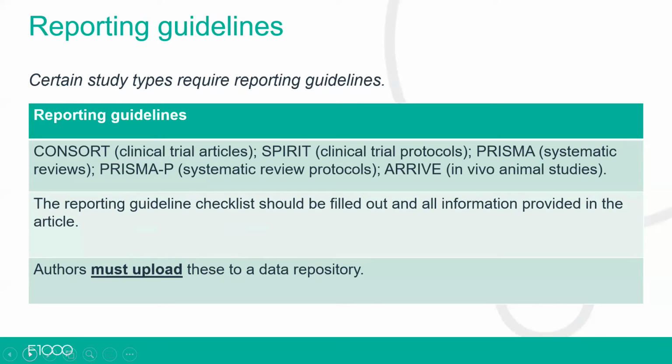Now moving on to reporting guidelines. Certain study types also require reporting guidelines, especially in clinical trials, which are the CONSORT guidelines, which are for clinical trials. Then you have SPIRIT guidelines, which are for clinical trial protocols, PRISMA guidelines, which are for systematic reviews, PRISMA-P for systematic review protocols, and ARRIVE guidelines, which are for in vivo animal studies. Now, these reporting guideline checklists should be filled out and all the information provided in the article. And this checklist must also be uploaded to the data repository.